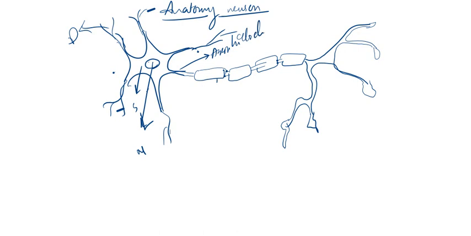Now this one is Schwann cell. We already previously discussed the covering of the axon. The covering or the encircling of the axon in the peripheral nervous system is done by Schwann cell, whereas in the central nervous system it's done by oligodendrocyte. This is a nucleus.